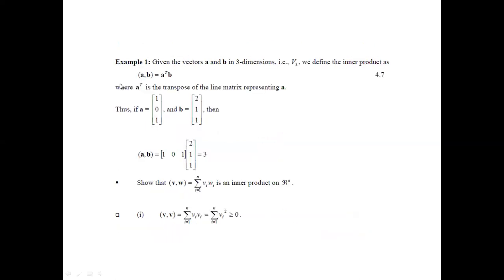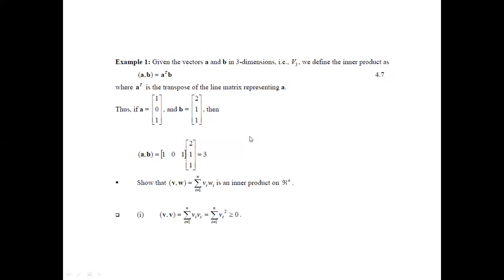Example: given the vectors A and B in 3 dimensions, we define the inner product as AB equals A transpose B. This is what you have been familiar with all along, where A transpose is the transpose of the column matrix representing A. Thus, if A is (1, 0, 1) and B is (2, 1, 1), then the inner product of A and B will be equal to the row matrix 1, 0, 1 times the column matrix 2, 1, 1. What you get is 3.